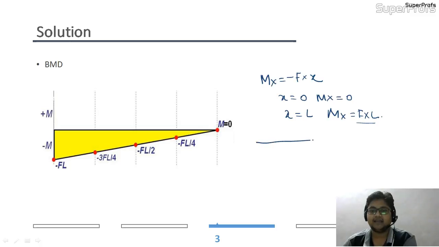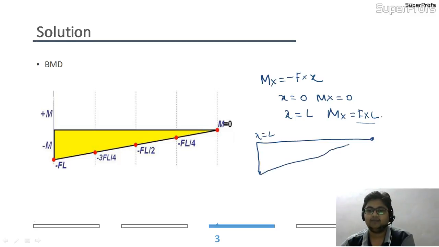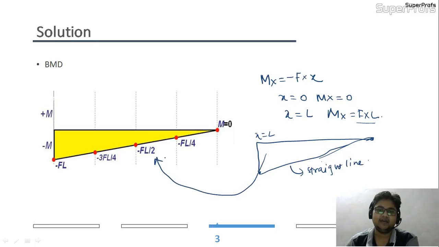So suppose this is my cantilever beam, and I am drawing my bending moment diagram. At x equal to 0, it is 0, and at x equal to L, it is F into L, that is FL. Now I will be joining it with the help of a straight line. This is a straight line. You can see the similar diagram here also.